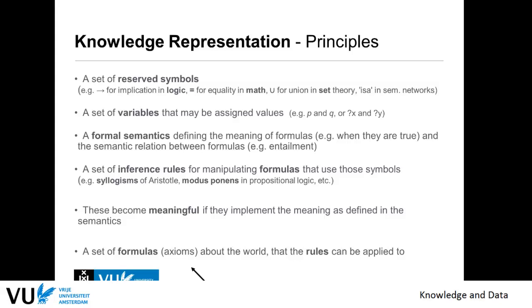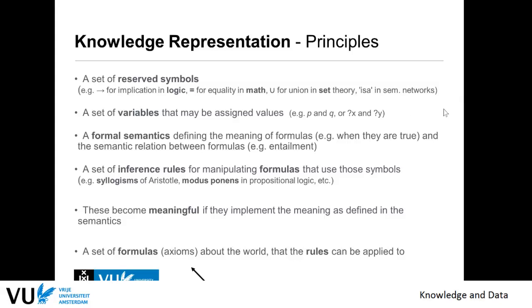In particular, we have a set of reserved symbols. On the one hand, we have our variables or our resources and so forth, but we have a reserved set of symbols. In propositional logic, this is the implication symbol. In arithmetic, this was the equality or the smaller than. And in set theory, we have the union symbol. In semantic networks, we have ISA. And in RDF, this is the rdf:type relation, which is also abbreviated as 'a' in Turtle, for example.